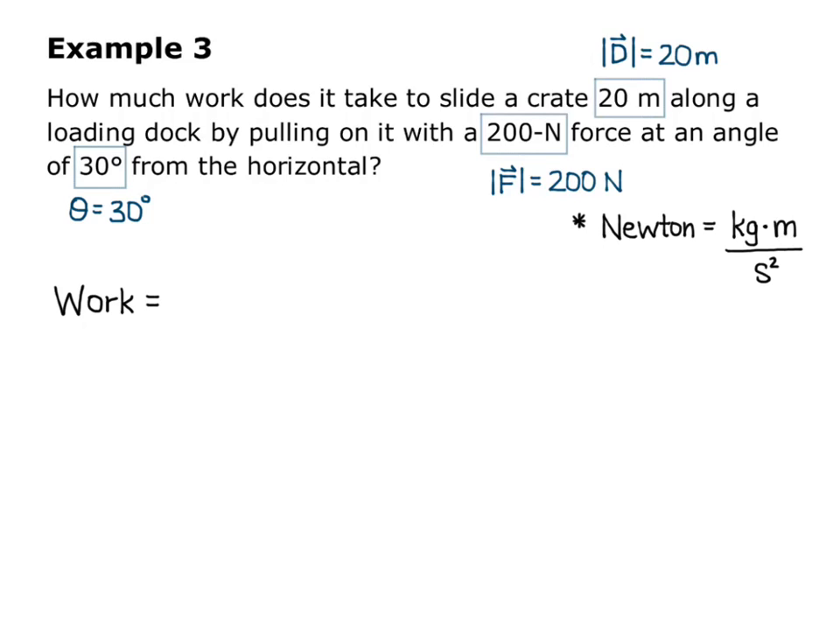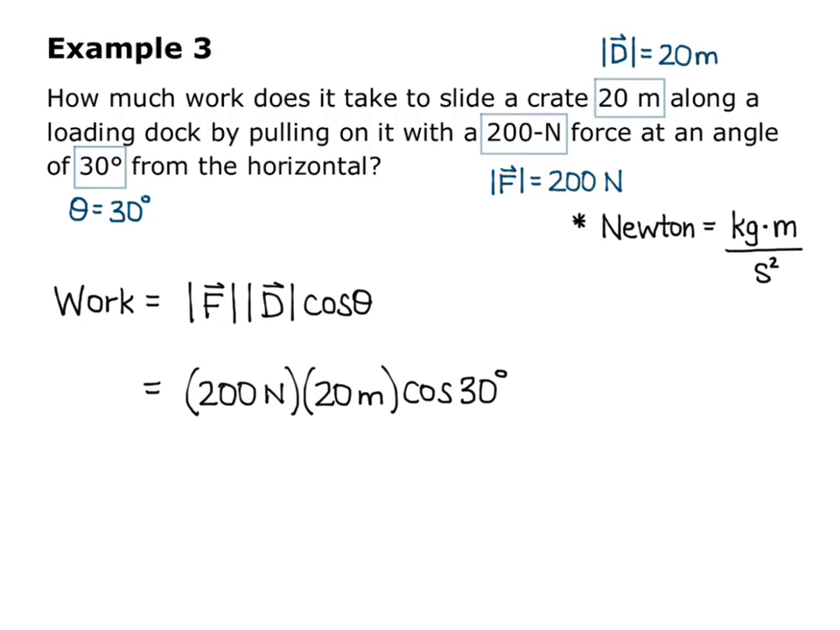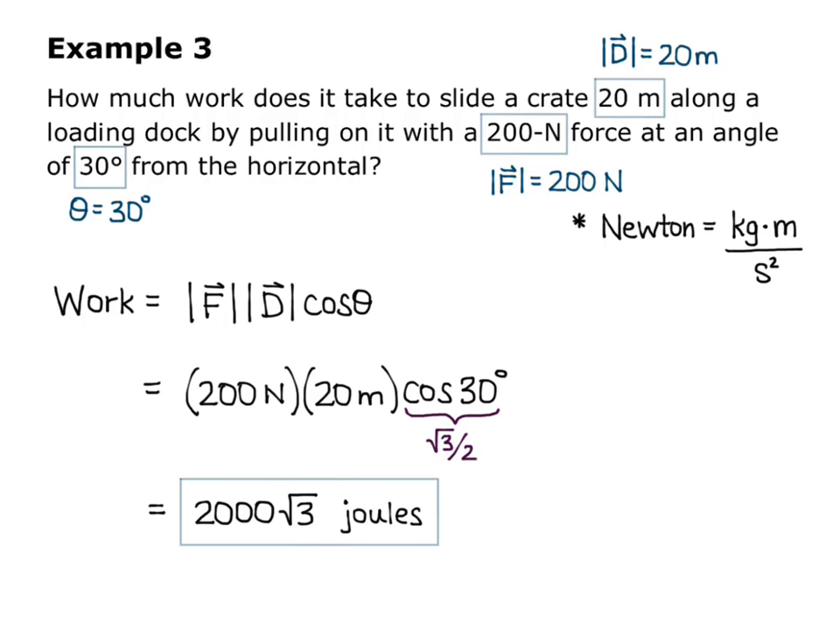Okay, so now I want to figure out work. We know that work is the magnitude of F times the magnitude of D times cosine theta. So I'm going to plug in the numbers that we figured out from the problem: 200 newtons times 20 meters times cosine of 30. And I know that cosine of 30 is square root of 3 over 2. So I get 2,000 times the square root of 3, and my units are joules. Now, joules are newtons times meters, which is what we ended up with when we calculated the work.